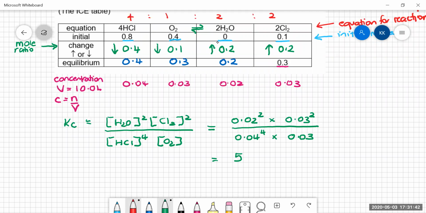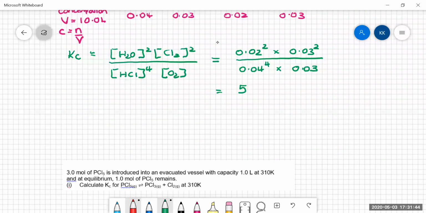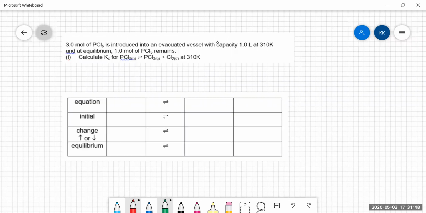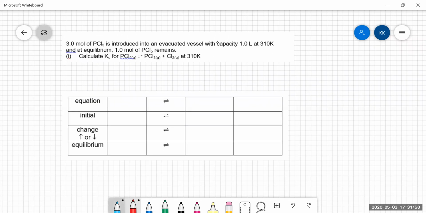Let's have a look at another example. I want you to have a go at this one. So I want you to pause the video and try this example here.